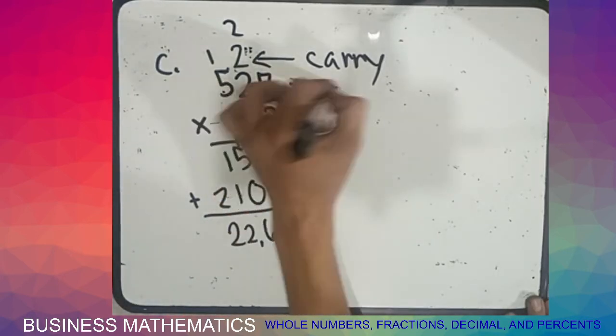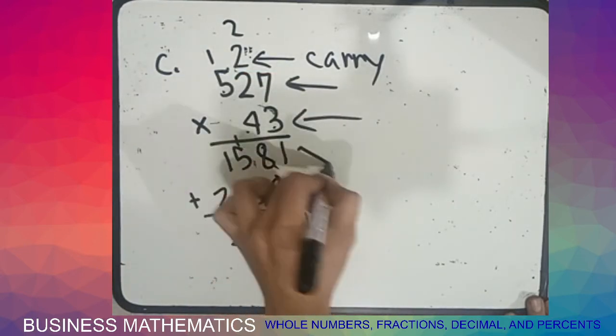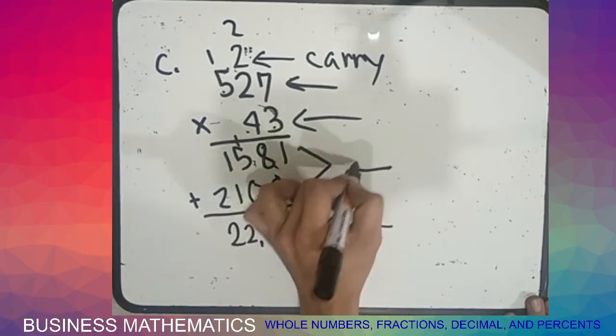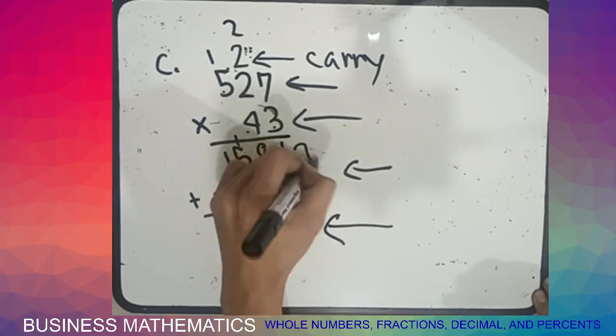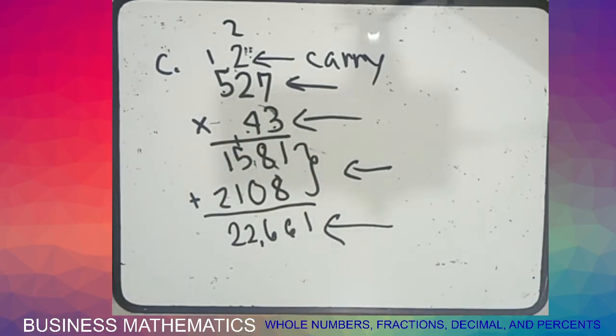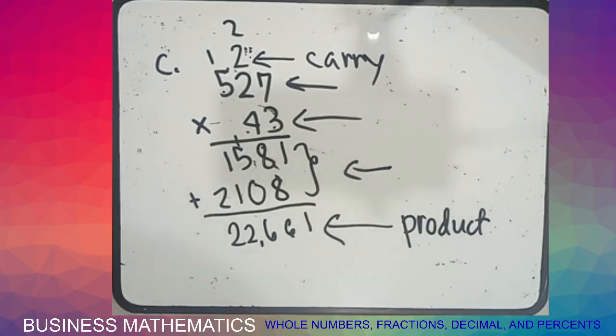So, anong tawag dito sa 527? Anong tawag kay 43? Anong tawag dito at saka dito? Okay, kung tandaan ninyo pa. Okay? So, possible na pasama to sa exam. So, ano kaya yun? Okay, product. So, tama. Next.